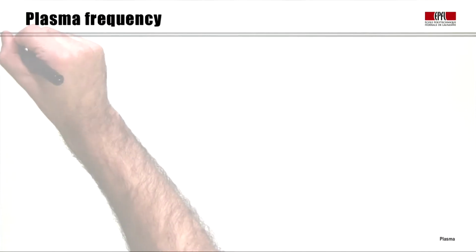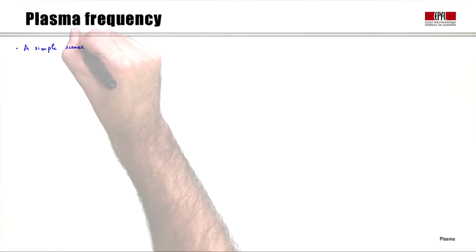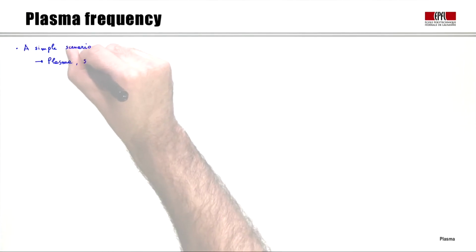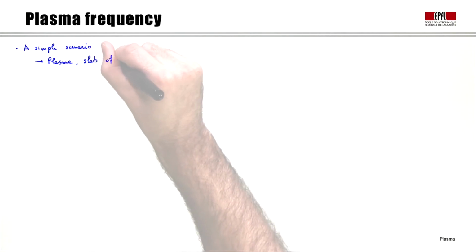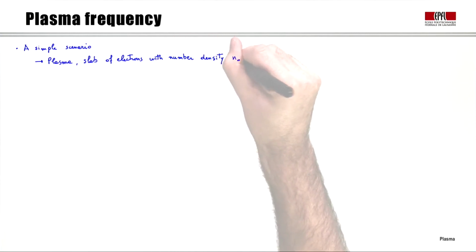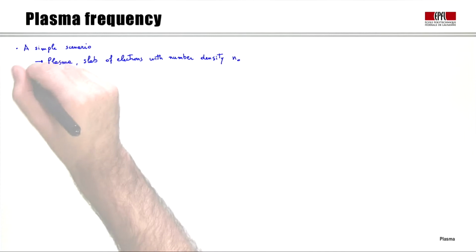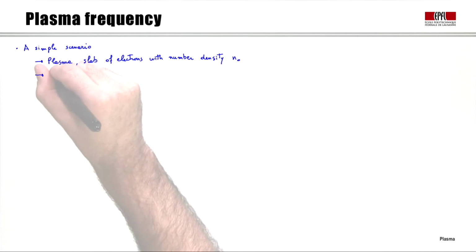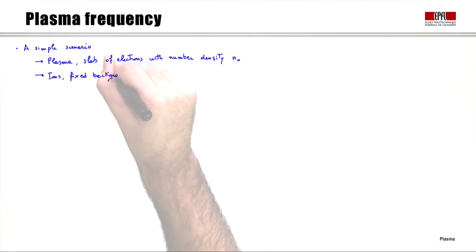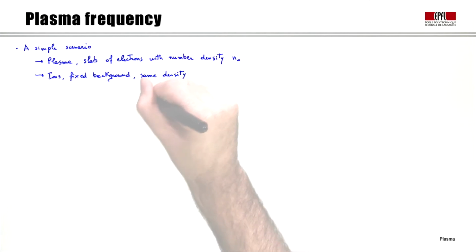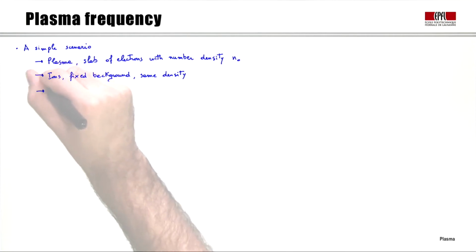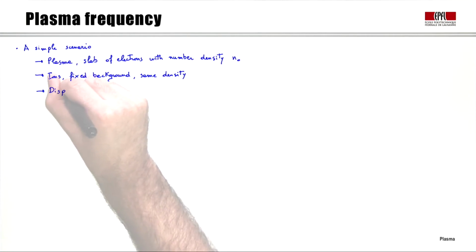We start by giving the definition of plasma frequency. We consider a simple scenario. Let's consider a plasma that is a slab of electrons with number density n0. We will assume that the ions are a fixed background with the same density as the electrons. And then we will displace the electrons with respect to the ions by a certain delta x.